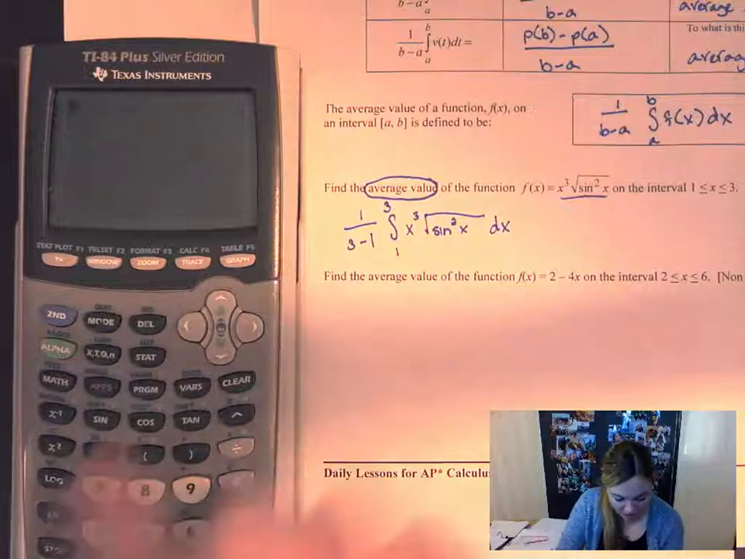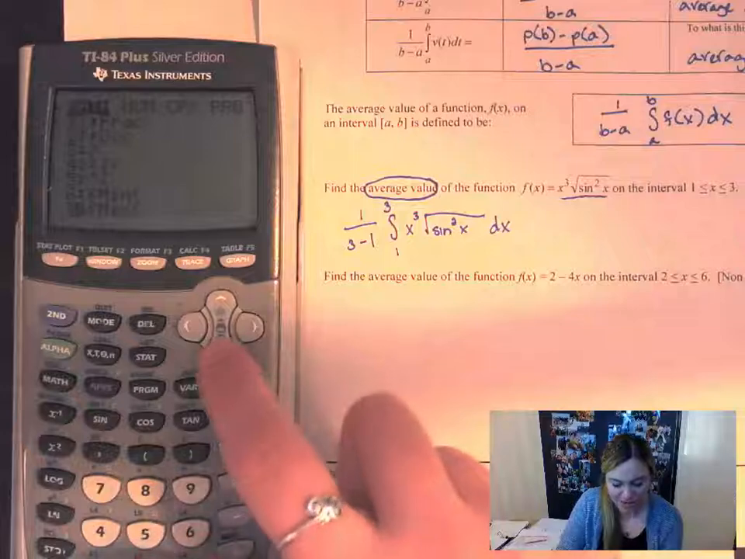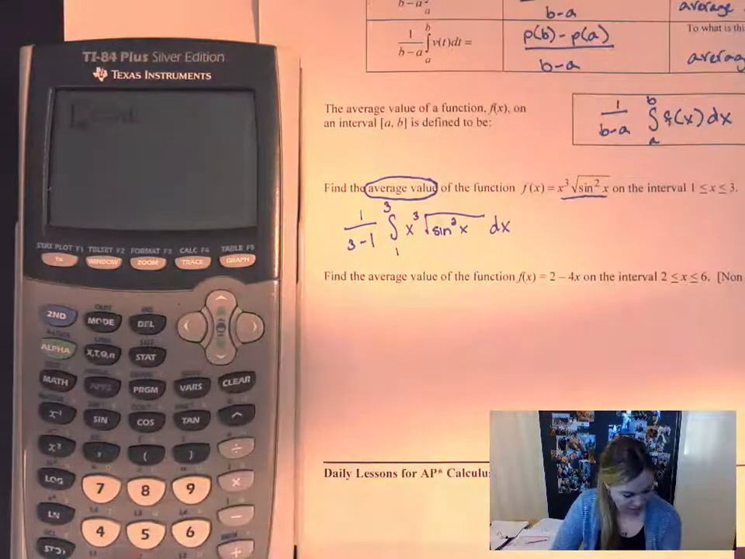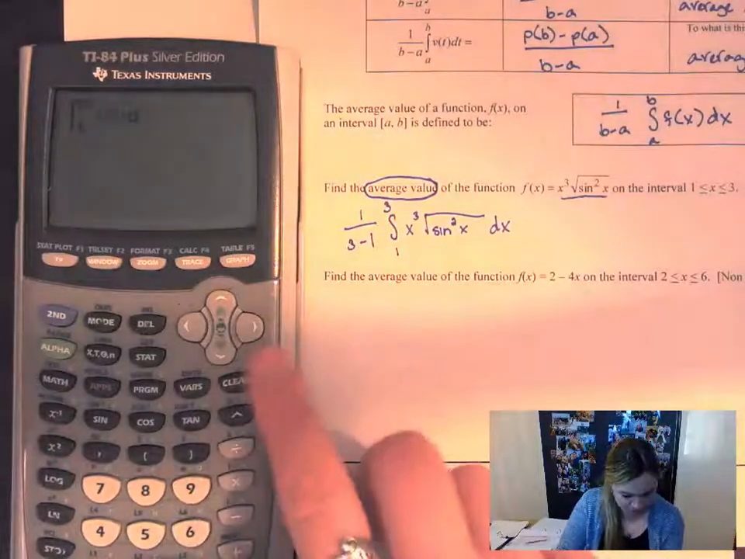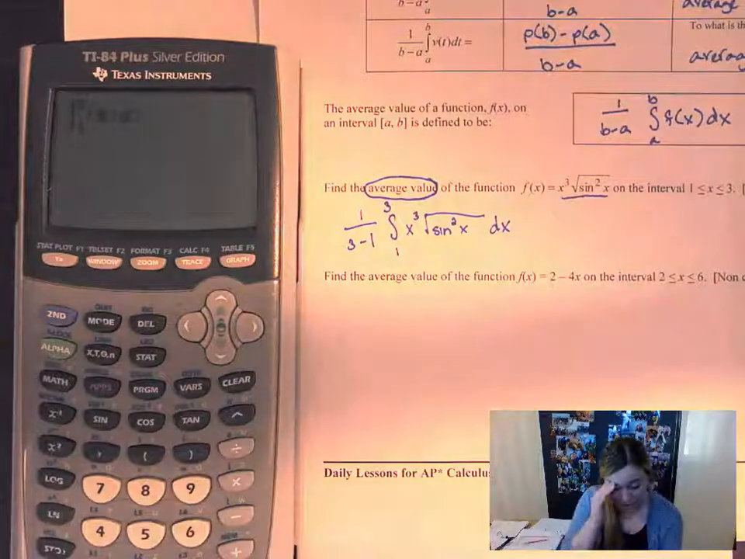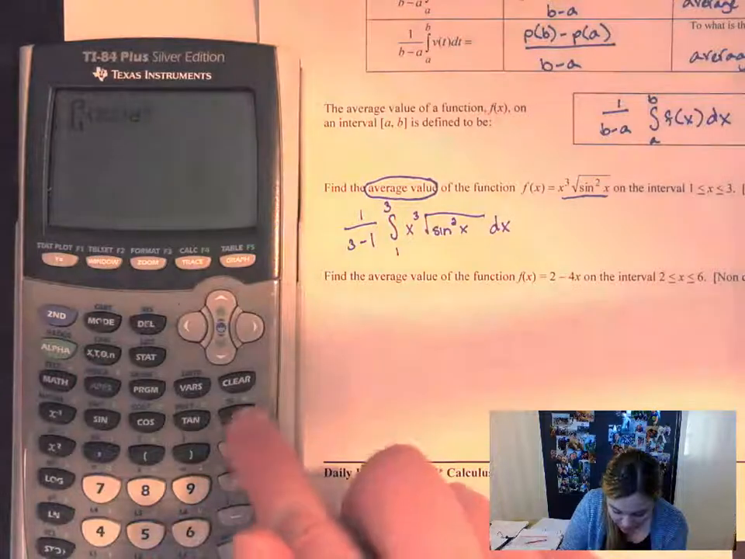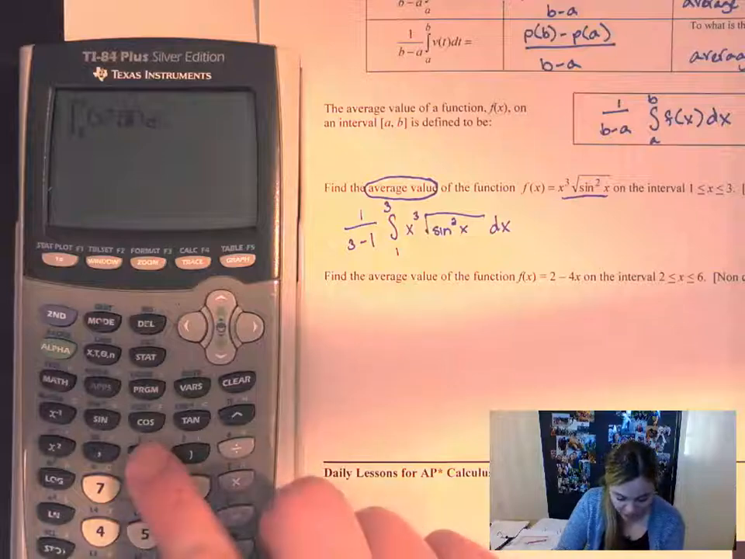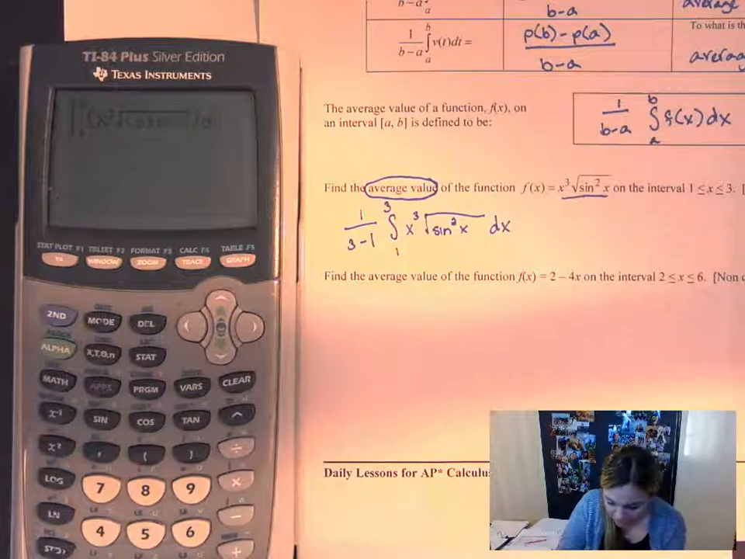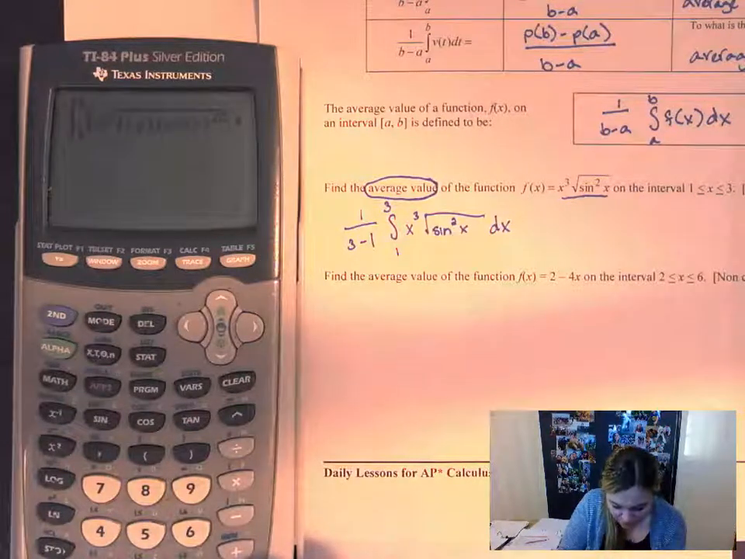Okay, so we're going to put this in our calculator. We're going to say math, and I'm going to go down to number 9, and I'm going to go on this interval from 1 to 3. And then I have this quantity, x cubed, square root, and then you have to be careful when you put this in. This is going to be the sine of x squared.